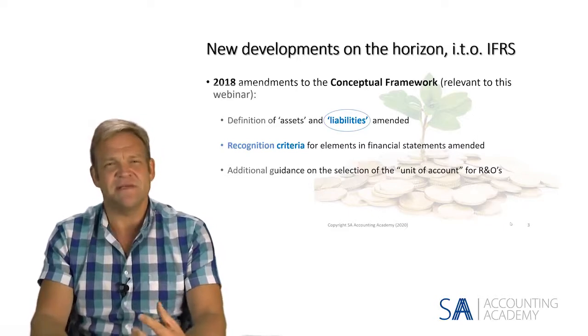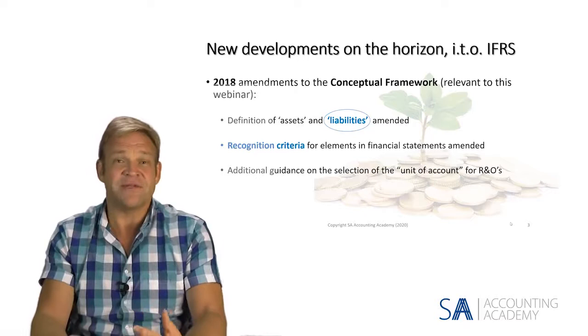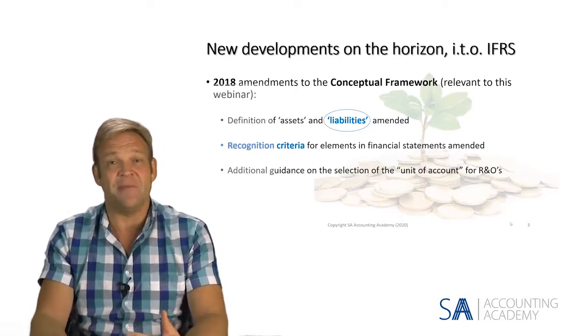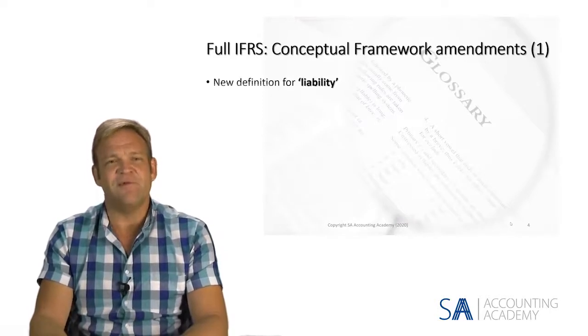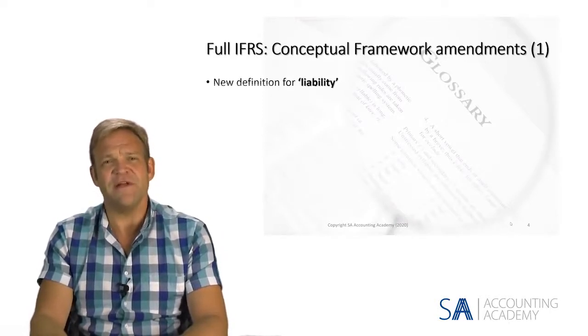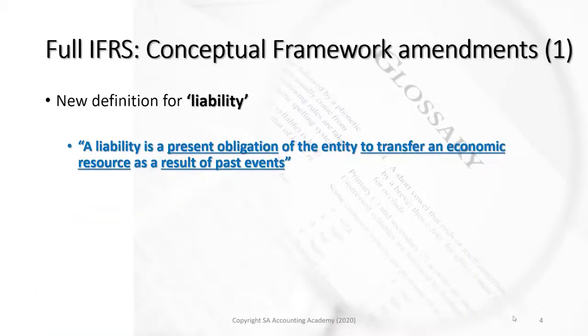So this is basically just a glimpse into the future of the next round of updates that could become applicable to the IFRS for SMEs. If we move on to slide number 4, the new definition for a liability is the following. A liability is still a present obligation, which means that we must be very clear that in whatever we call a liability, we have a present obligation that is undoubted.